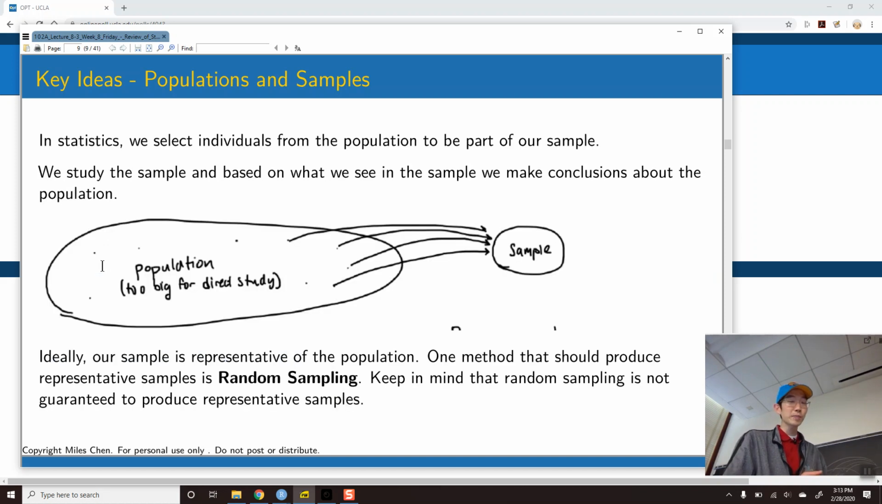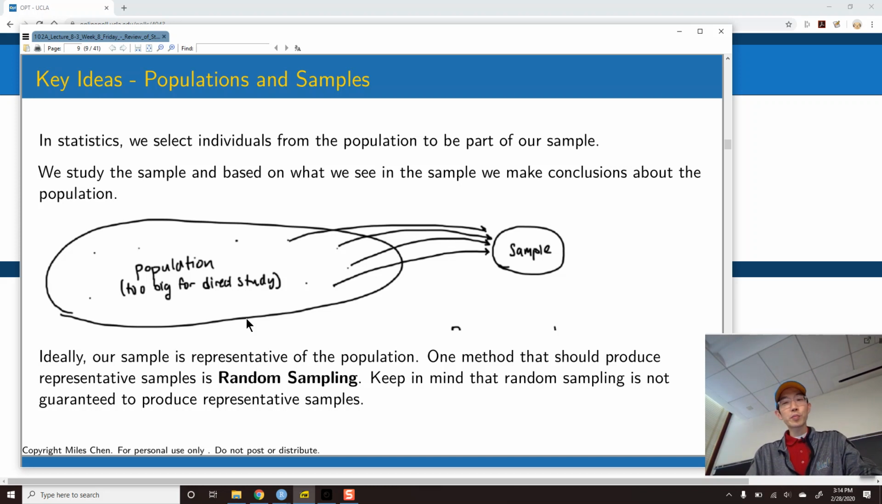Okay, so populations are hard, and so what we do in statistics is select individuals from the population to be part of our sample, right? The idea is that we study the sample, and based on what we see in the sample, we make conclusions about the population. This population is supposed to be this big, large entity, too big for direct study, and we're just selecting individuals from it, right? Ideally, the people that you select from the population are representative of the population, okay?